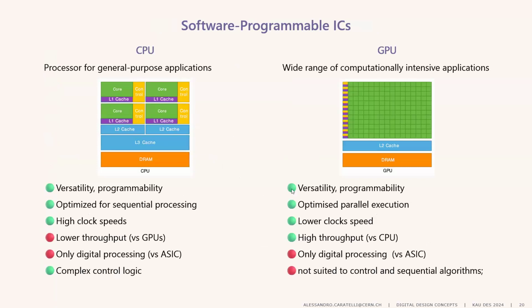The other great category is the software programmable ICs like CPUs and GPUs. I will not go too much into the details, but let's say the CPU is a processor for general purpose applications, and they offer great versatility and programmability, as do GPUs, but the CPUs are optimized for sequential processing, while GPUs are more optimized for parallel execution. On CPUs, you can have higher clock speeds, while on GPUs, you have lower clock speed but higher throughput compared to the CPU. And of course, both of them only offer digital processing versus an ASIC where you can mix everything together. CPUs are more suited for control logic and sequential algorithms.